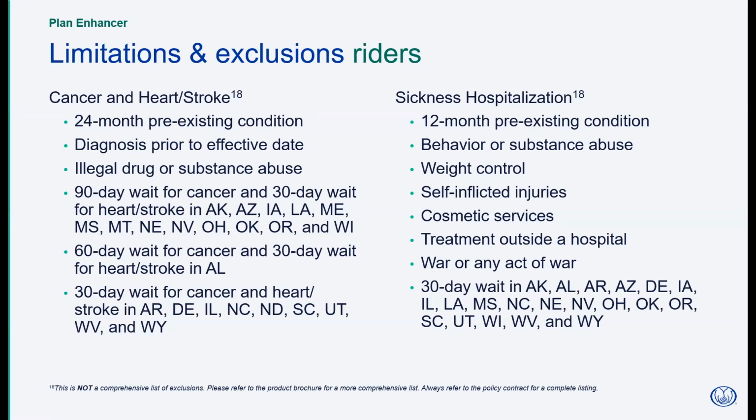When it comes to the waiting periods, it does vary by state. So if you look at the screen right now, there is a 90-day waiting period for cancer and a 30-day waiting period for heart and stroke in the states that are listed. Now, in the state of Alabama, there is only a 60-day wait period for cancer and a 30-day wait period for heart attack and stroke. And then for the states listed below, there is a 30-day waiting period for both cancer and the heart attack and stroke.